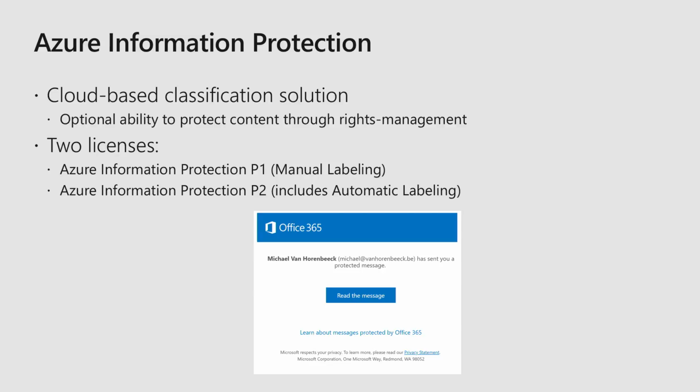Now, in order to get AIP, there's two licenses. There's AIP P1, AIP P2, which either allow you to do the manual classification or manual plus automatic classification based on document properties and so forth and so on, right? Again, very high-level overview of what it is and what it can do.